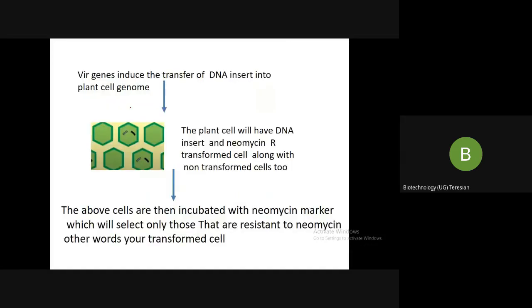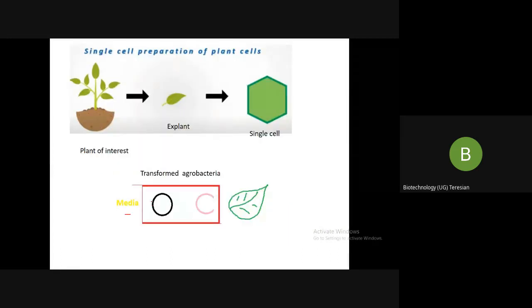So next step, what happens is your Vir gene induces the transfer of your DNA insert into your plant cell. So this is your Vir gene. What it will do is allow this T-DNA to get integrated into your plant cell.